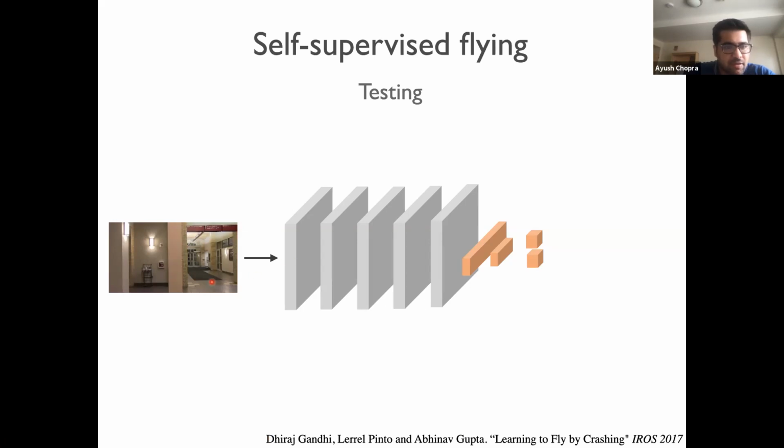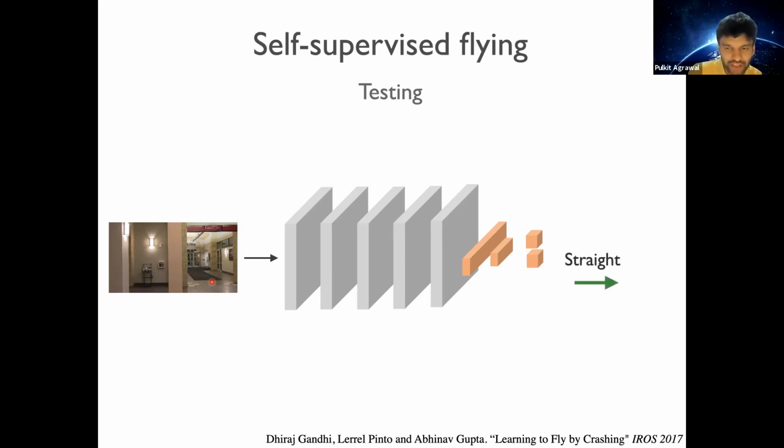Okay, so good question. The first thing I'm going to test is, if I take a straight action, am I going to crash or not crash? This is what these two nodes will predict, because that is how I trained my network with my data set. So if my crash probability is low, then I'll just go straight.